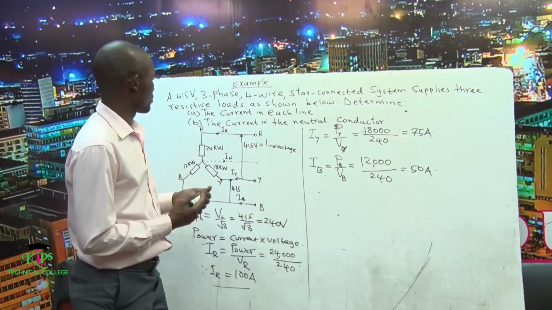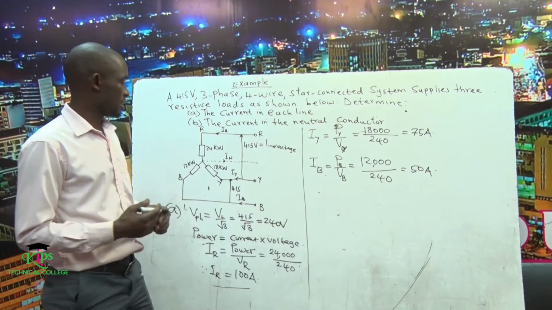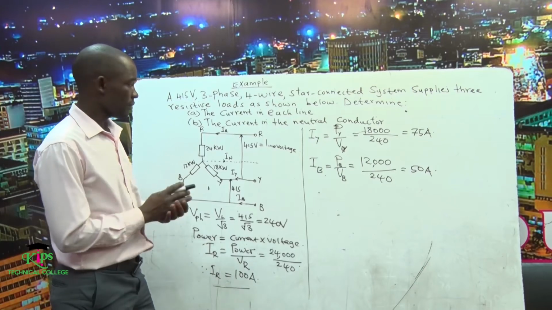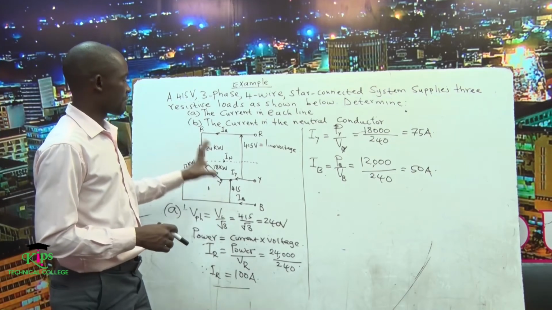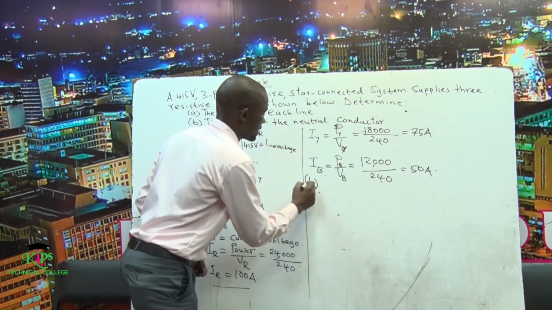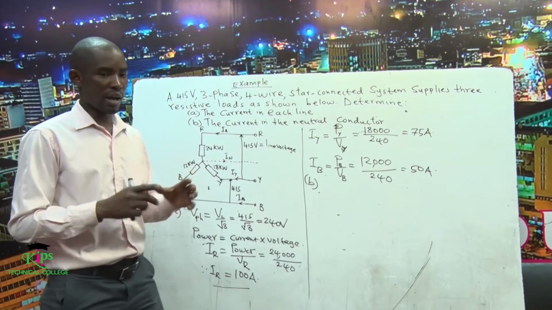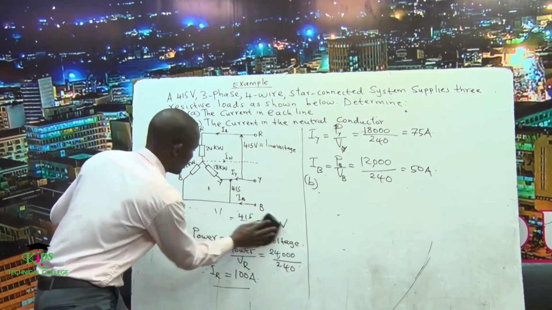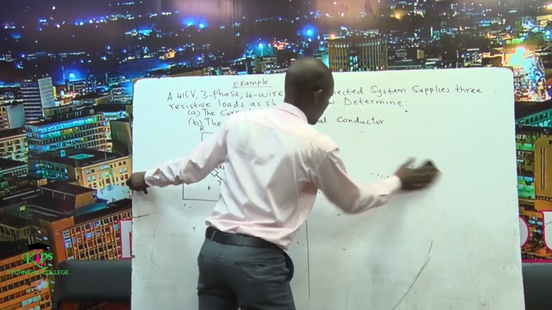The second case is to get the current in the neutral conductor. When you are asked to get the current in the neutral conductor, it means we will have to get the horizontal components and the vertical components of the three currents. The steps are very simple. So we are looking at part B, where we will consider the horizontal and vertical components of all these lines. We begin our part B. Let me erase this.